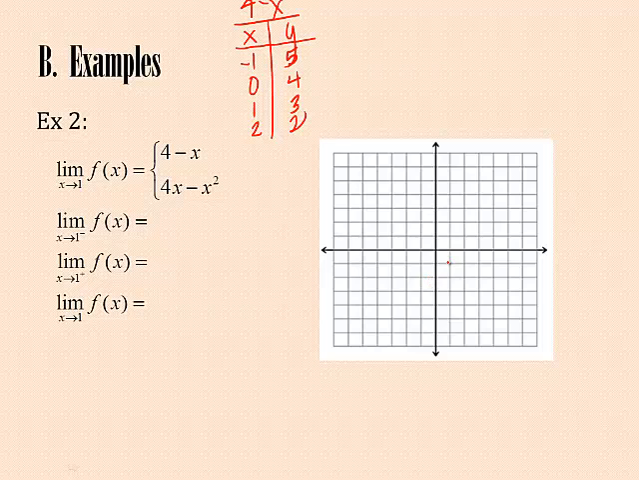So what I have so far is x -1, y is 5. 5, 4, 3, 2. So we have this line going this direction.